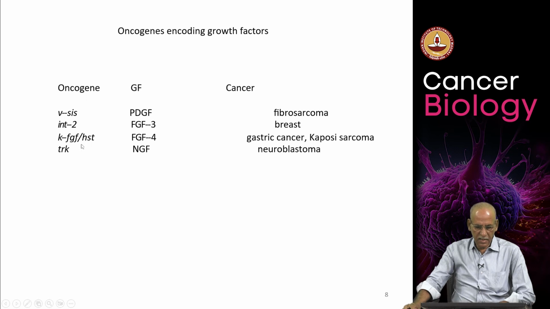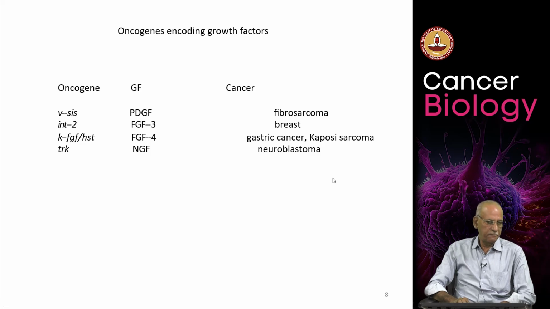There is another gene called KFGF, which means fibroblast growth factor again, found in gastric cancer and Kaposi sarcoma. There is another gene called TRK, which codes for nerve growth factor, found in neuroblastoma. So, like that, these are some of the oncogenes encoding growth factors. I am trying to give some examples for each of the types that I just told you.